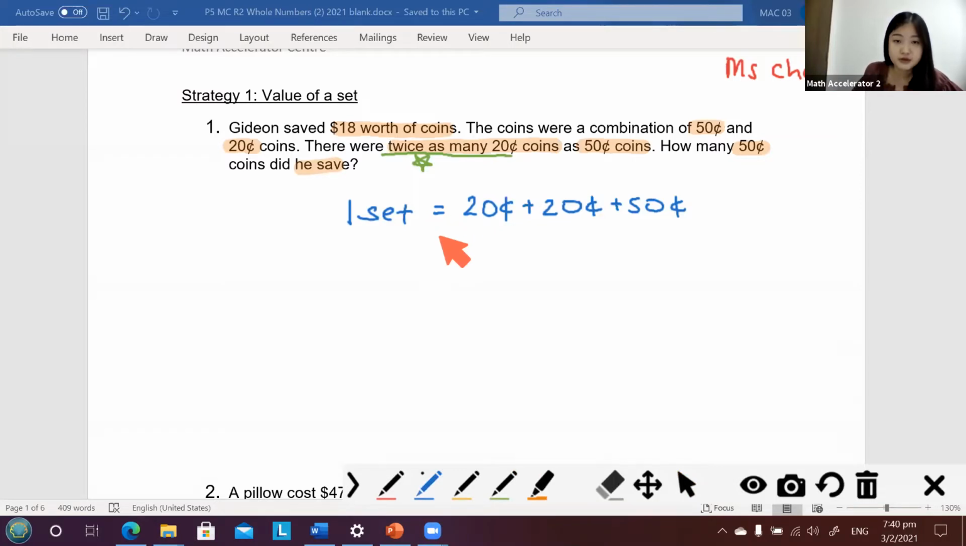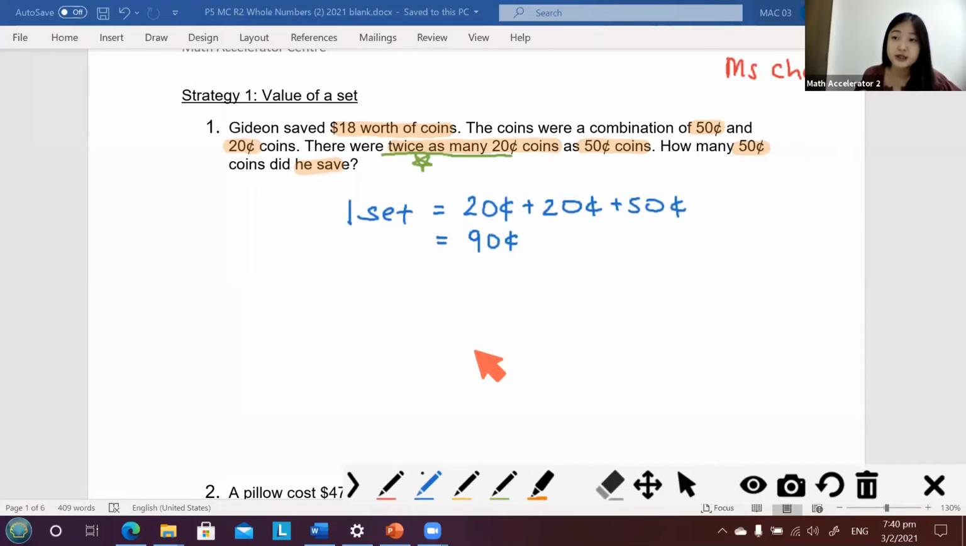All right, so let's add it up. 50 plus 20 plus 20, so we can get the value of the sets. So you add it up, 90 cents, yes. So this is our value of the sets.